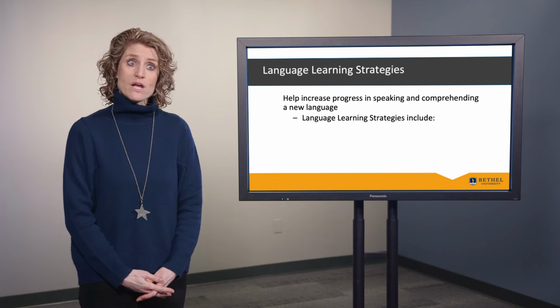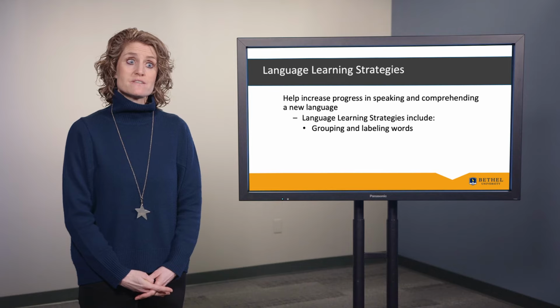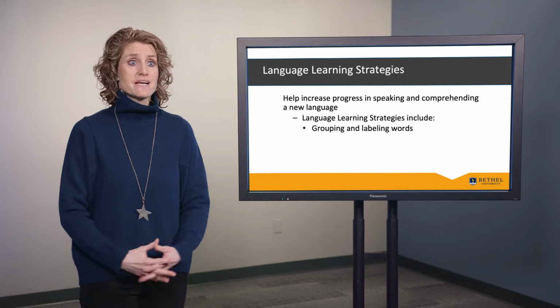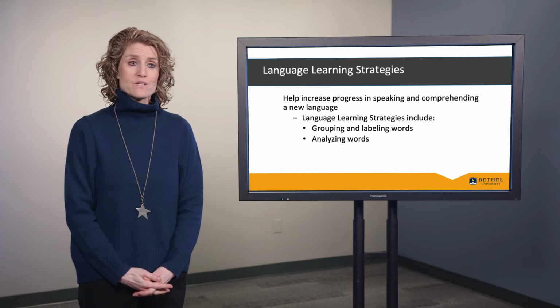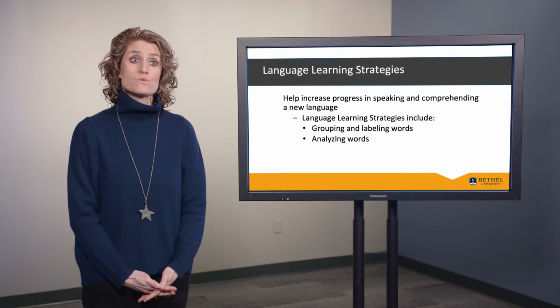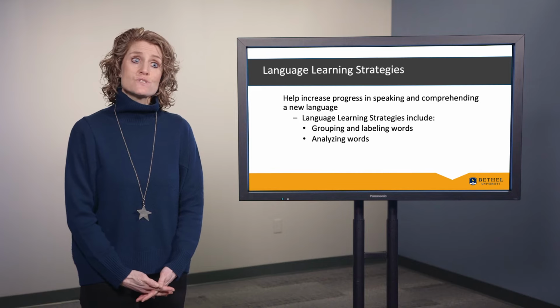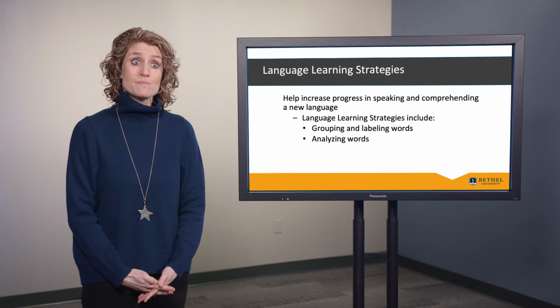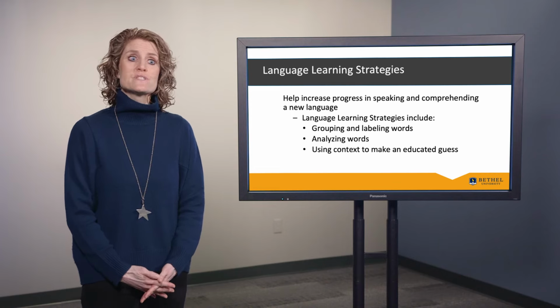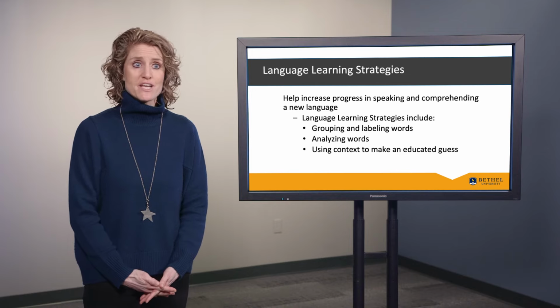Some specific language learning strategies include grouping and labeling words, such as a word sort for Tier 3 academic terms in any content area. Analyzing words. Help students recognize patterns in words, such as prefix, root, suffix. Teach students that specific prefixes and suffixes can lend clues to a word's meaning, as can the root of the word. And finally, teach students how to use context to make an educated guess.